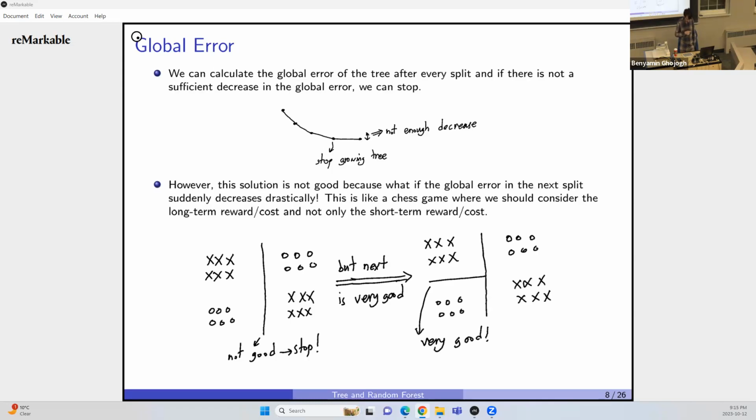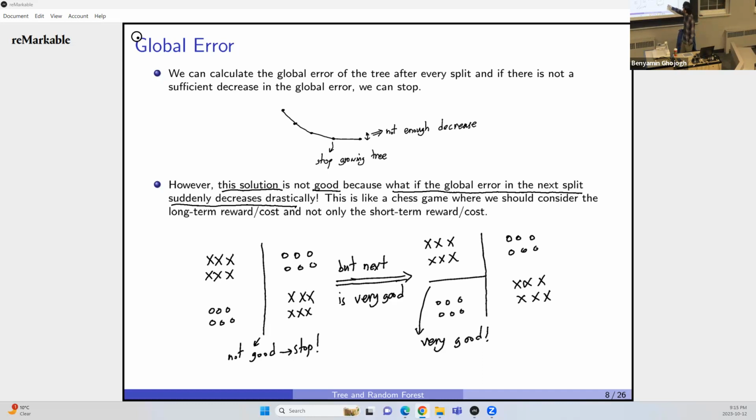However, this solution is not good, and with this example I'll tell you why. This solution that I just told you is not good. Because what if the global error in the next split suddenly decreases drastically? Look, how do you know that? Because it's decreasing. What if in the next step it decreases drastically? Can you see the future? According to causality, we can't see the future, right? What if the next step, maybe if you had split one more time, the error would go down drastically.